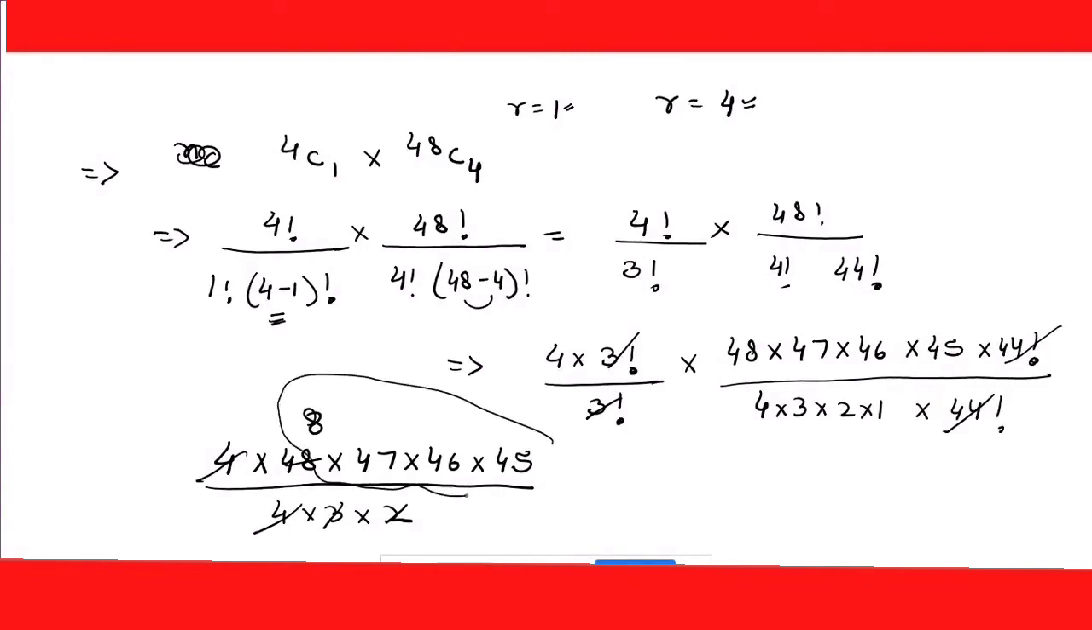Use your mobile calculator. What is the answer? 47 into 46 into 45 into 8. 778320. Ma'am, 778320. Correct.